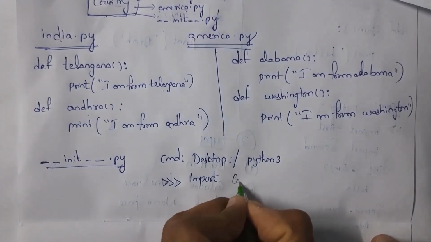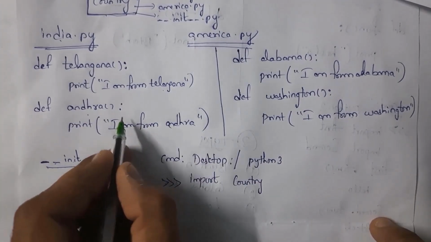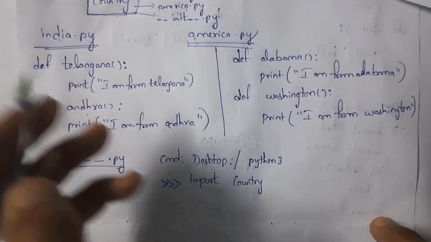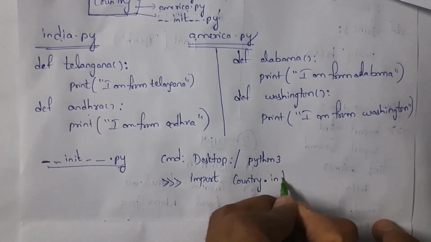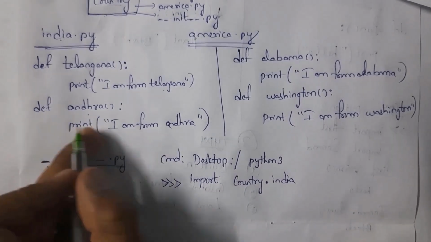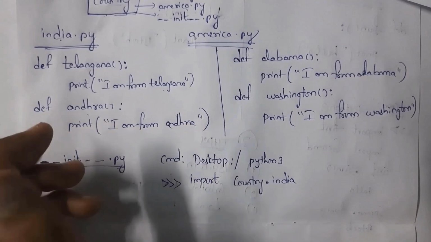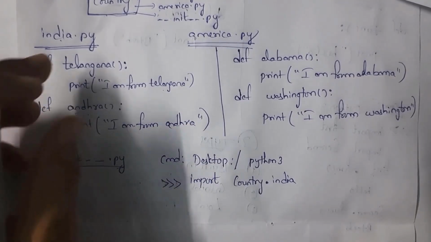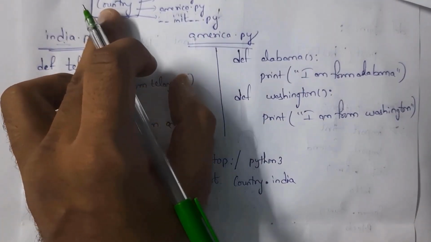And I want to print I am from Andhra. This I am from Andhra is present in the module india.py. So just write country, that is the package name, dot module name india, and I want to print the statement I am from Andhra. This I am from Andhra is present in the function Andhra, and this is present in the module India, and this module is present in the package country.